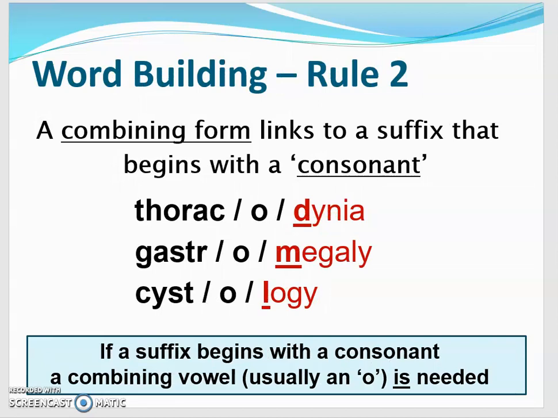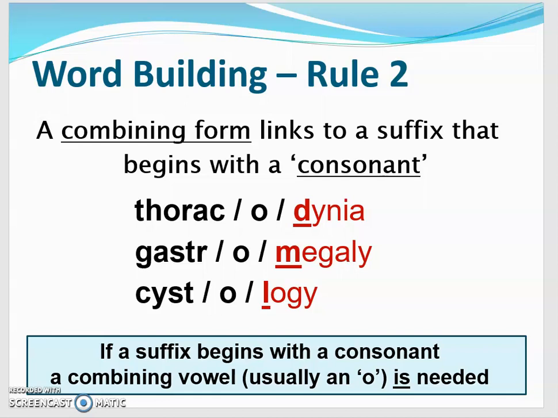Our word building rule number 2, and this one actually is, I think, where we should have started with this, but they have it backwards here. They start with the word root first. But this is really the way things are going to work in our class. Word building rule number 2.